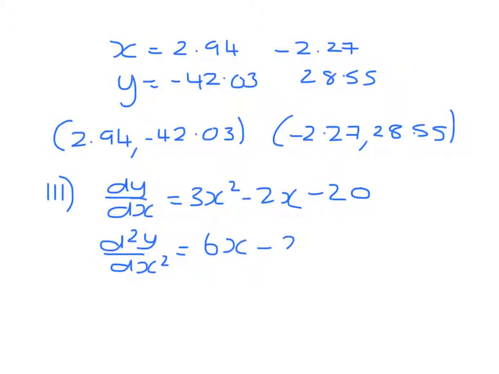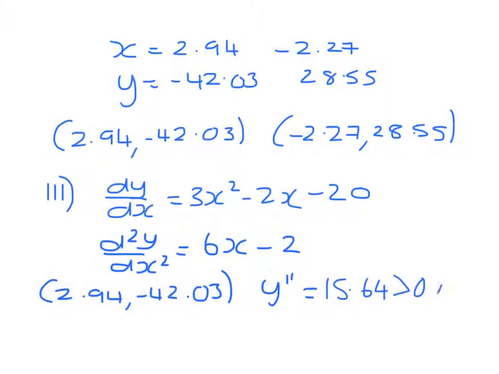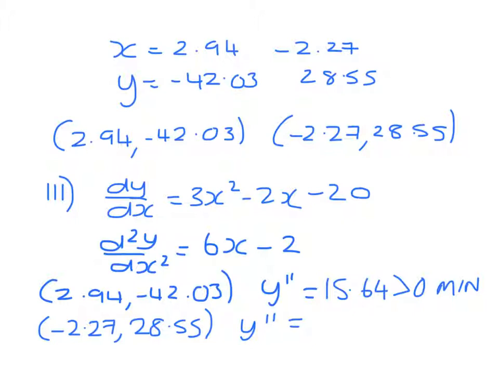So that's 6x minus 2. Then for each turning point, we're going to substitute the x value. So the first time we have 6 times 2.94 minus 2, which is 15.64. That's greater than 0, so this is a minimum. If I repeat that then with minus 2.27, the second differential is 6 times minus 2.27, take away 2, which is minus 15.62. That's less than 0, so we have a maximum.